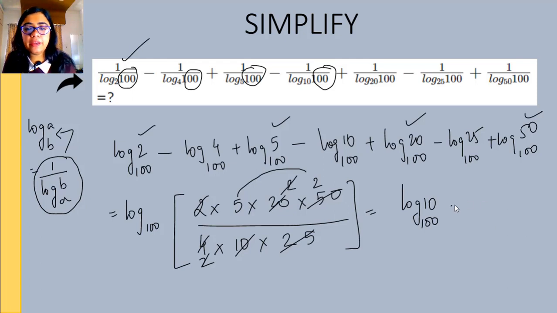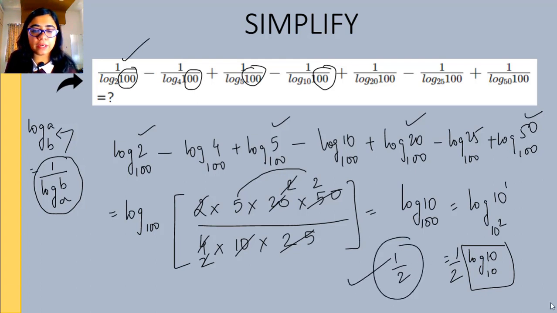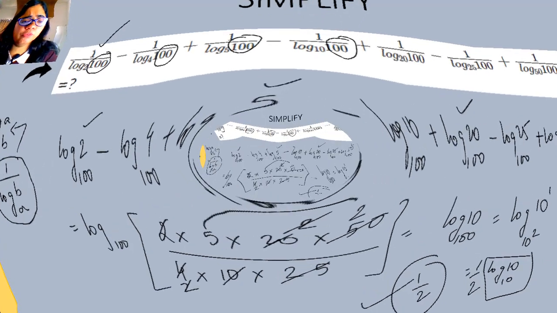Now what will you do? You can write log 10 as it is. You can write 100 as 10 square. This is raised to 1. Both powers will come outside. So you will have 1 by 2 log 10 to the base 10. Log 10 to the base 10 is 1. So your final answer is only 1 by 2. I hope this is clear. Moving on.